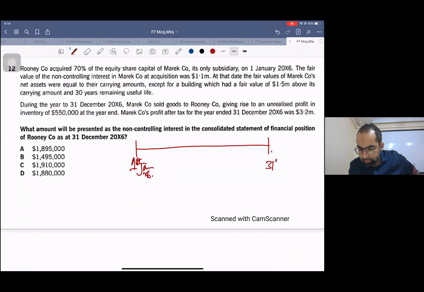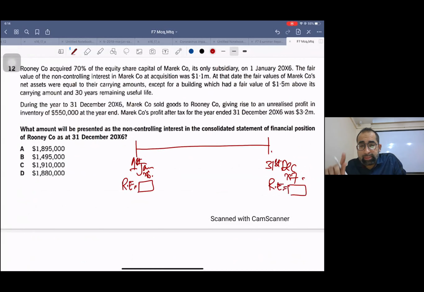When it's only one year, they have given you the retained earnings of S company at the beginning and at the end. It's only one year. So when it's only one year, the difference of retained earnings is basically S company's profit after tax, or you can also call it S company's post-acquisition retained earnings. Both are correct.